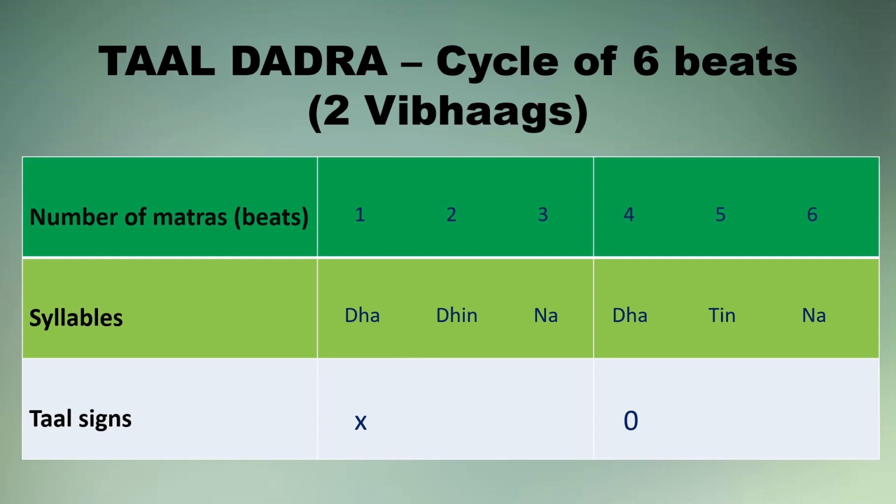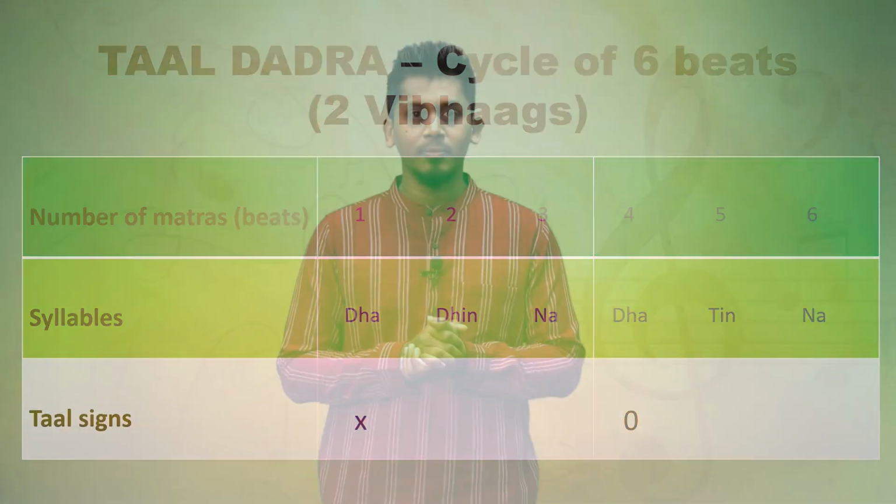Sum is the most accented beat represented by the symbol X, which is on the first beat, whereas Kali, the unaccented beat denoted by a 0, is found on the 4th beat.